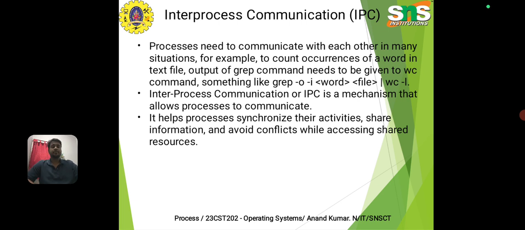Processes need to communicate with each other in many situations. For example, to count occurrences of a word in a text file, the output of a grep command needs to be given to a wc command, something like grep -o -i words file | wc -l. Interprocess communication, or IPC, is a mechanism that allows processes to communicate, and it helps processes synchronize their activities, share information, and avoid conflicts while accessing shared resources.